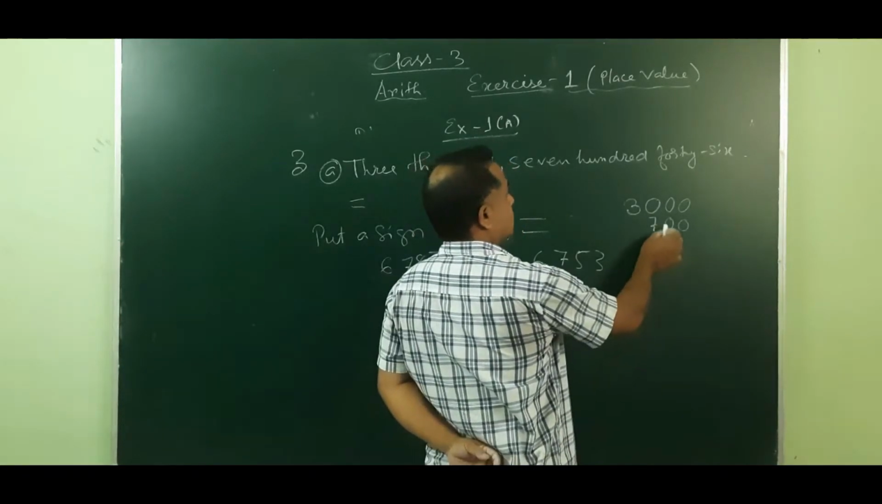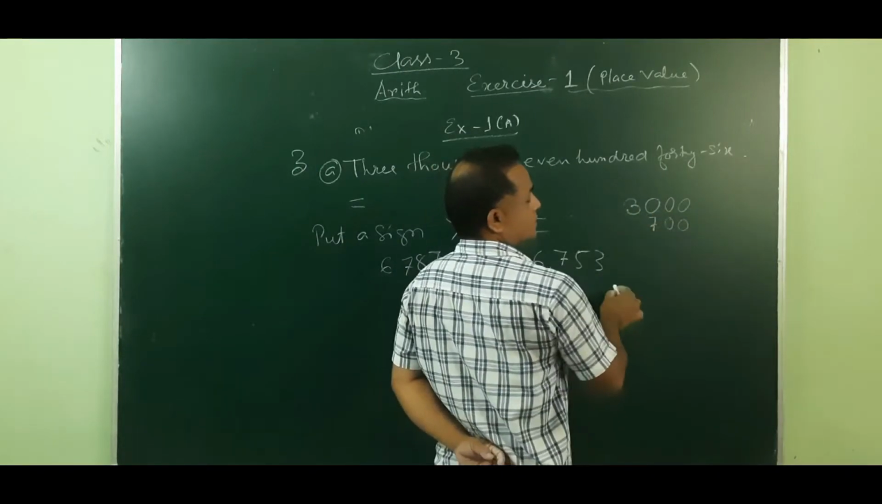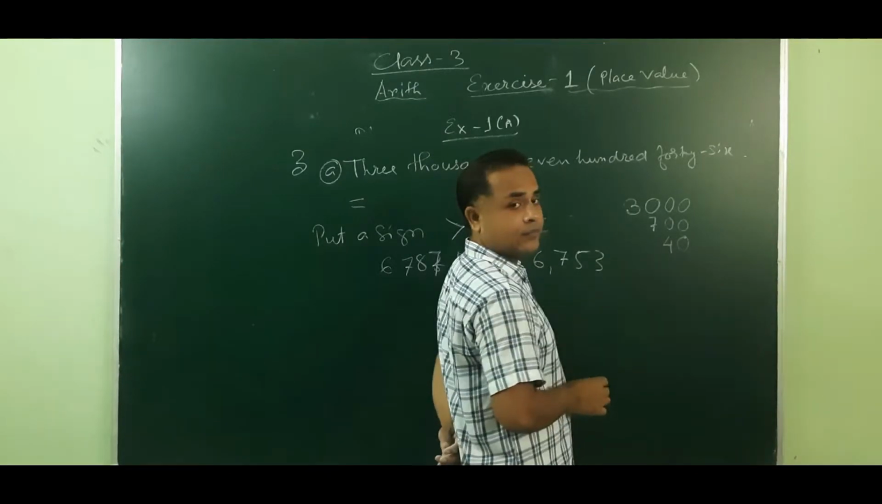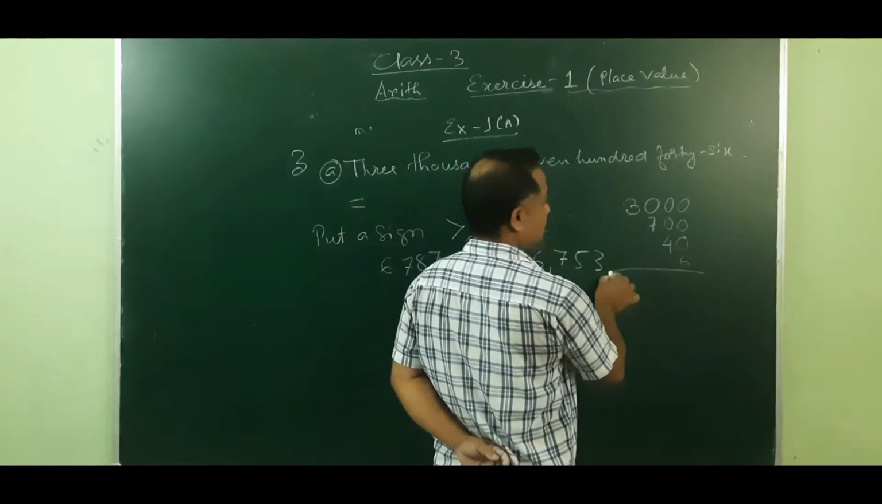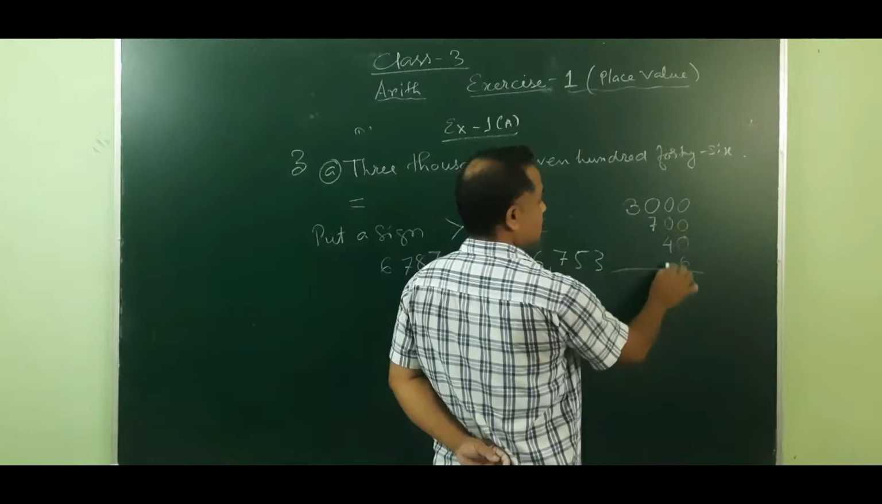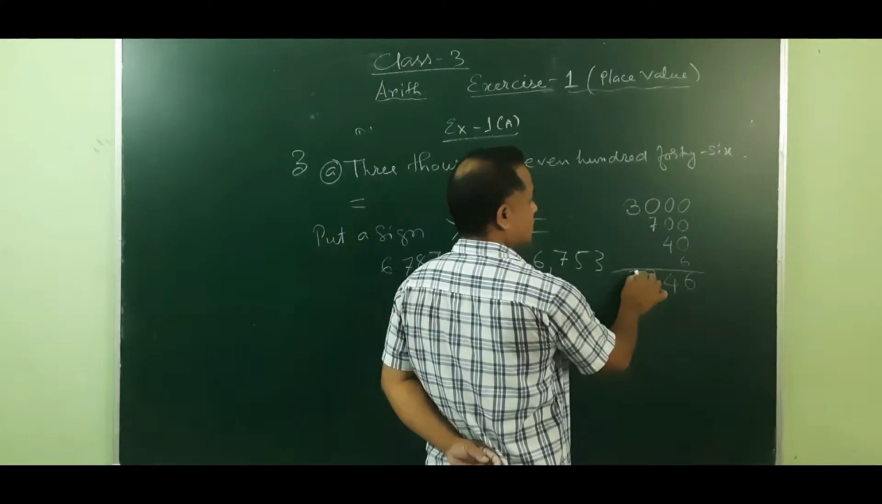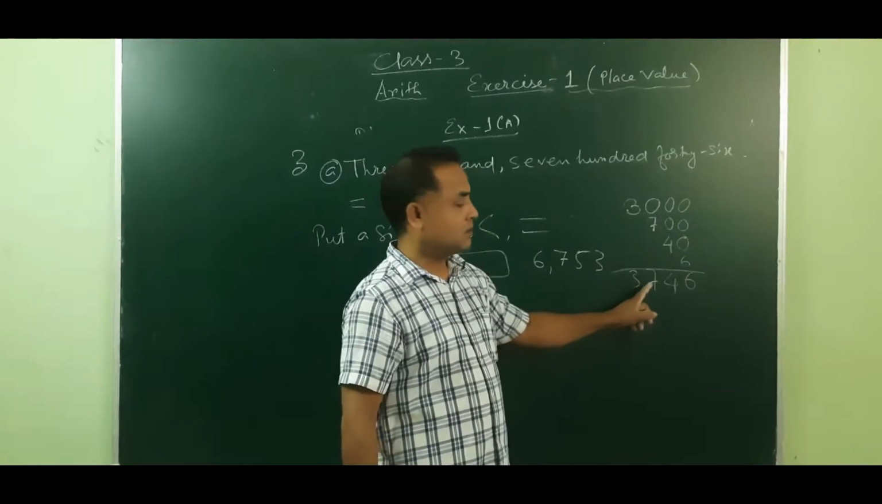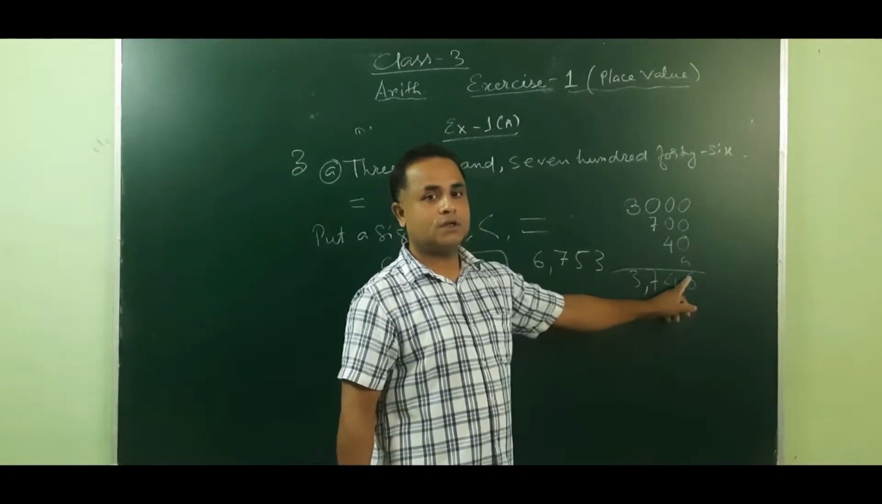Now 46. 46, you know, is 40, this is a 40, and again 6. When we add, what we get is 3746.